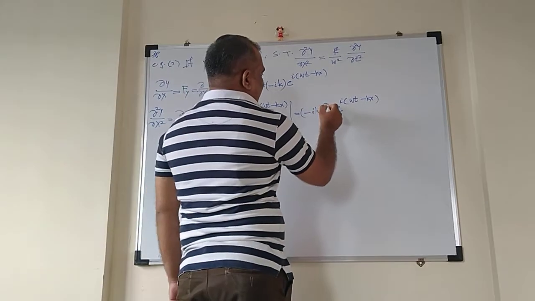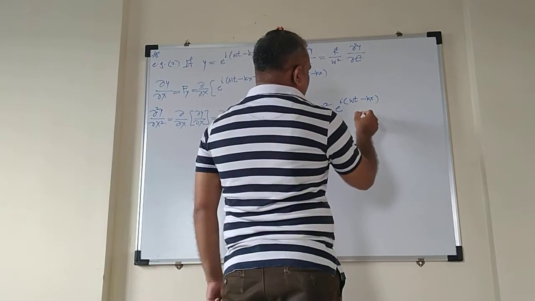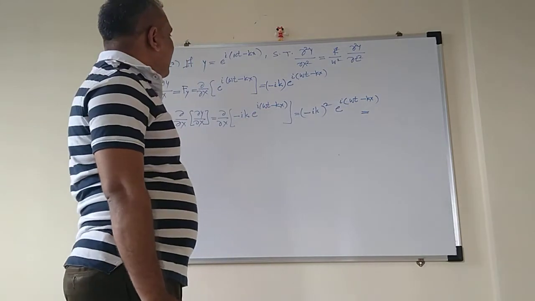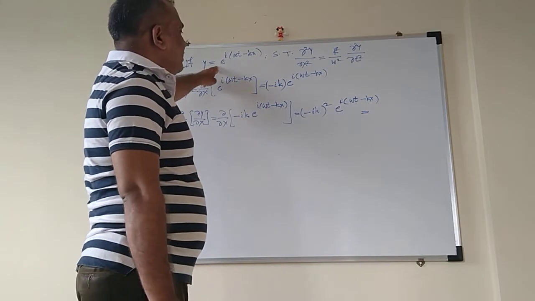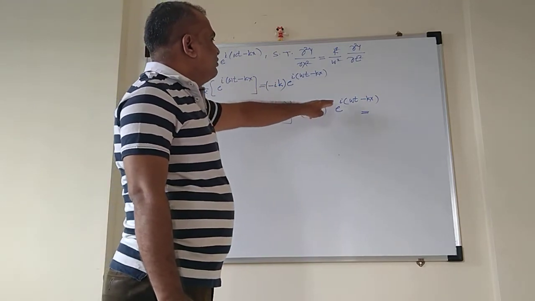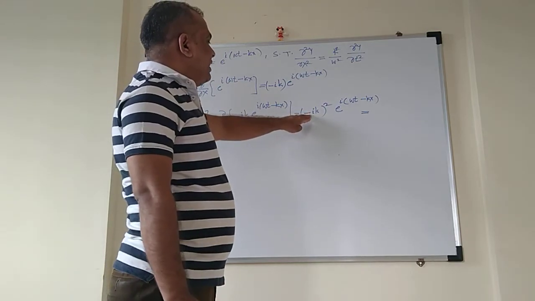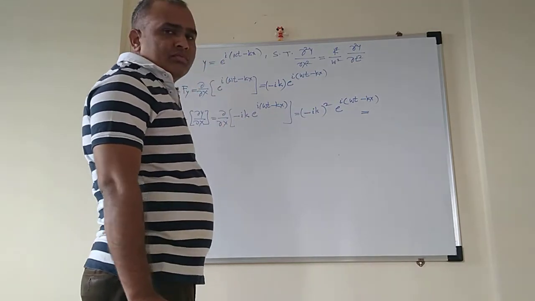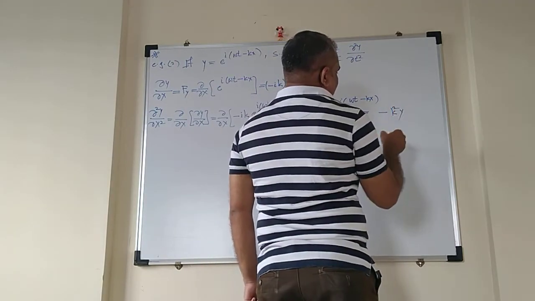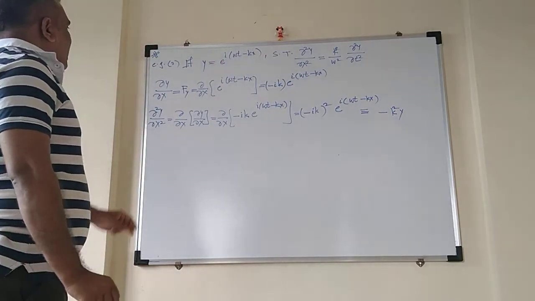So shall I write directly the square of this? This will be equal to, since e raised to i(omega t minus kx) is the value of the original function y, minus i k bracket square into y. If you square this, minus 1 square is 1, i square is equal to minus 1, so this will be minus k square y. This is equal to this, isn't it?